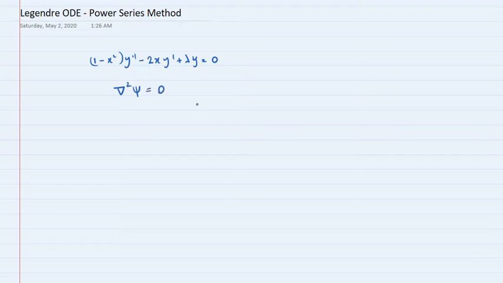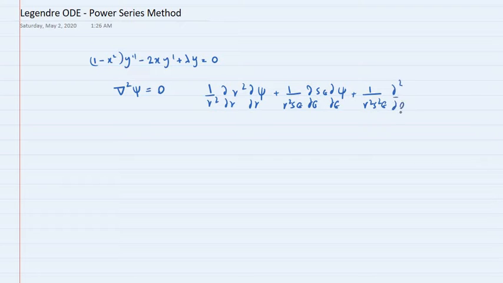This is the Laplace equation, and let's write it down using spherical coordinates. (1/r^2) ∂/∂r (r^2 ∂ψ/∂r) + (1/(r^2 sin θ)) ∂/∂θ (sin θ ∂ψ/∂θ) + (1/(r^2 sin^2 θ)) ∂^2ψ/∂φ^2 = 0.